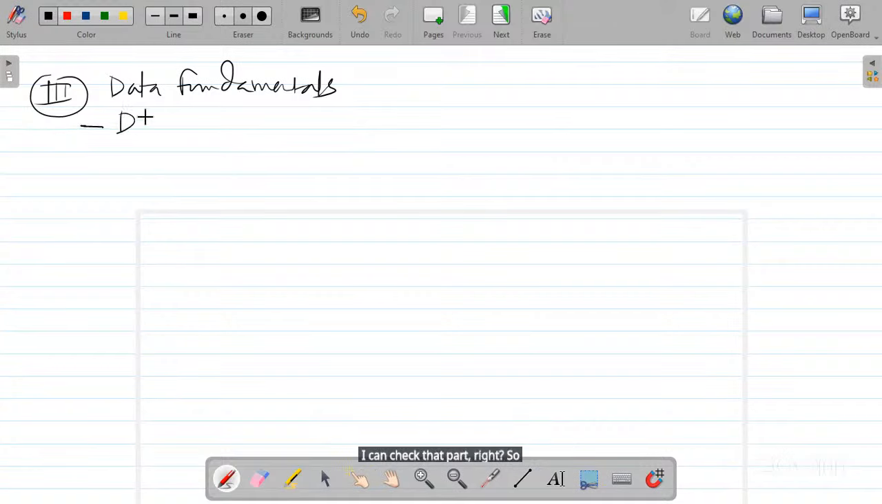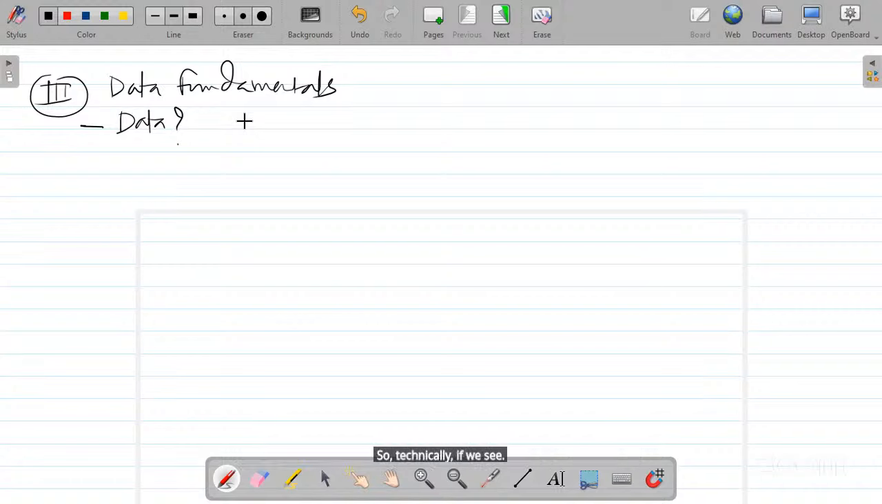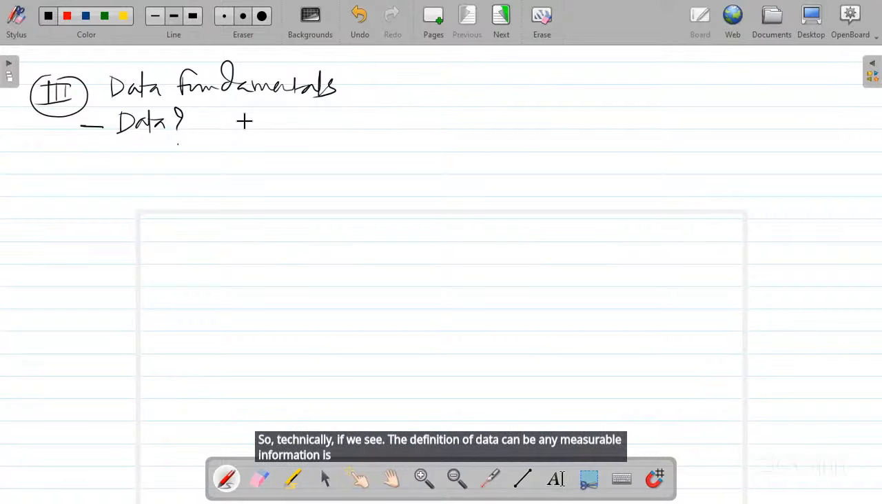So the first important thing is data, and you can give any example also. We all know that textual data is there, images, audio, numbers, logs, sensor readings. All this comes under data. So technically, the definition of data can be: any measurable information is your data.